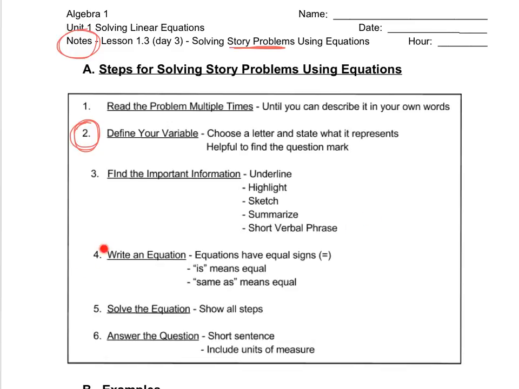4th step, write an equation. Very, very important. Equations always have equal signs. Some key words that mean equals: is, and same as.